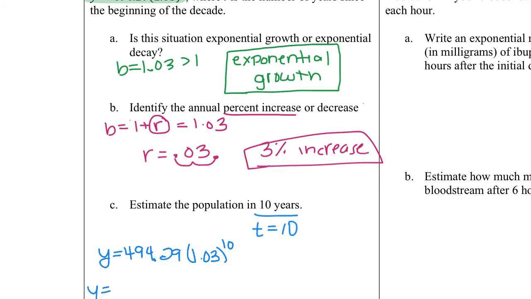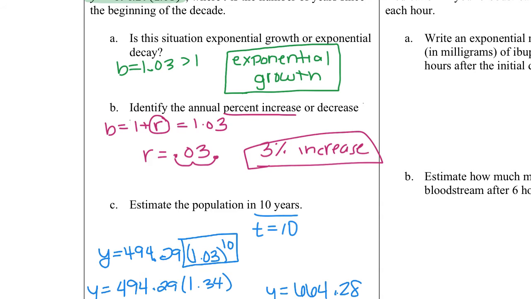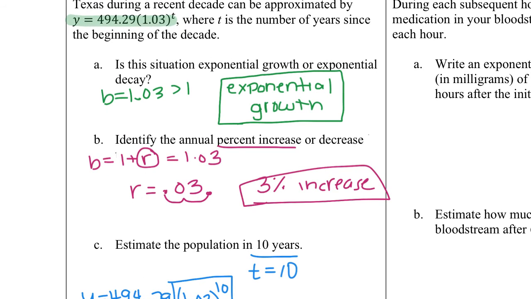So with the help of a calculator of some kind, we're going to evaluate this 1.03 to the 10th, and we end up with 1.34. Then we can multiply 494.29 times 1.34 to get 664.28 thousand people, because it said in the very beginning that the population was in thousands.